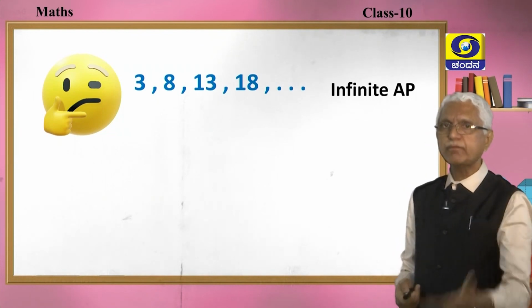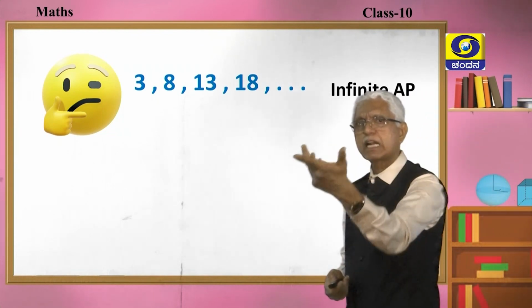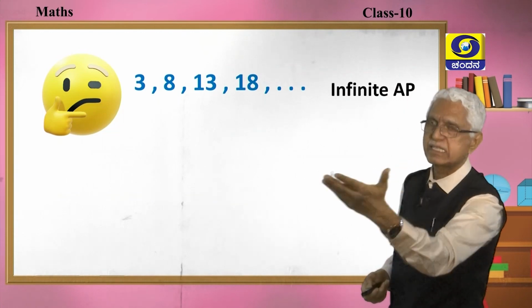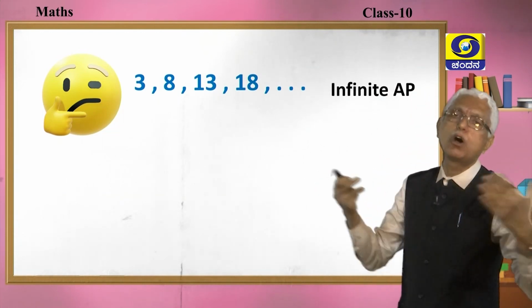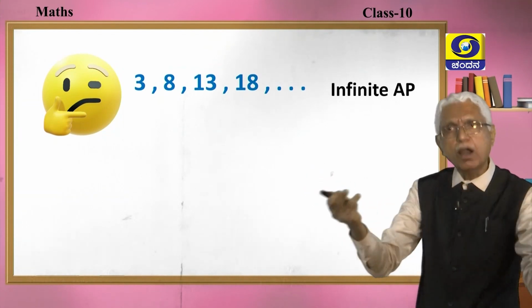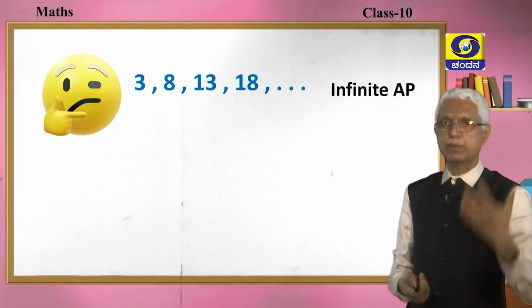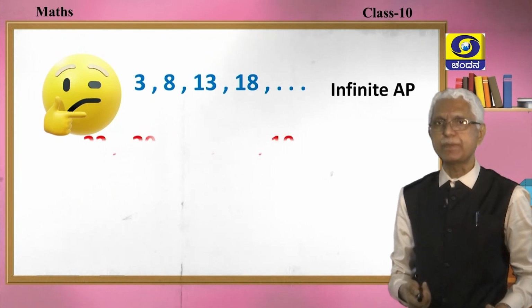Okay. Fine. Here you have got an arithmetic progression 3, 8, 13, 18, dash, dash, dash. When I put dash, dash, dash, we do not know how many terms are there. We call it an infinite arithmetic progression or infinite AP.